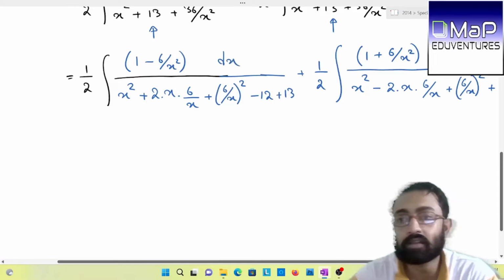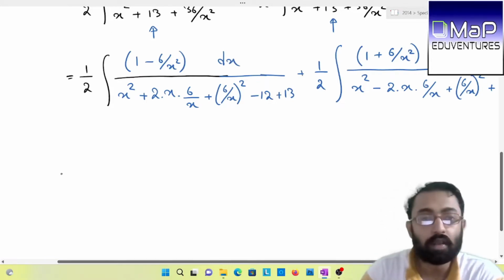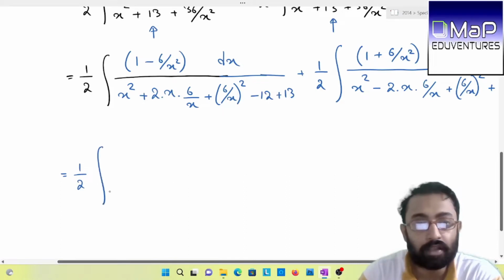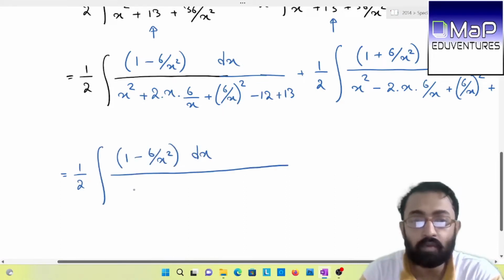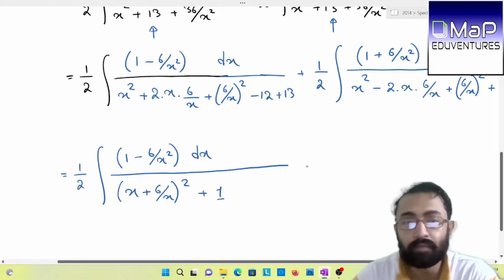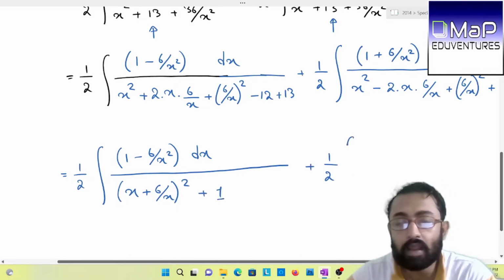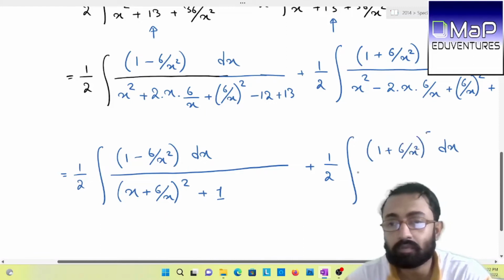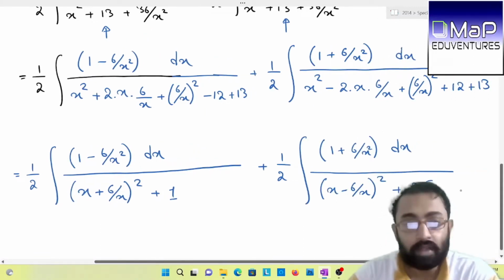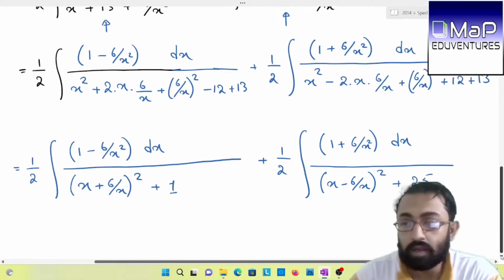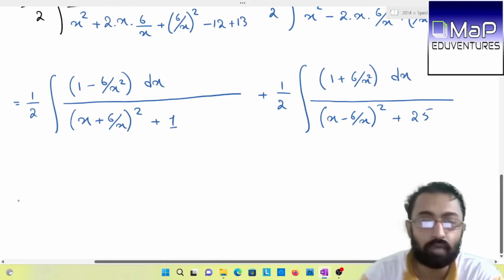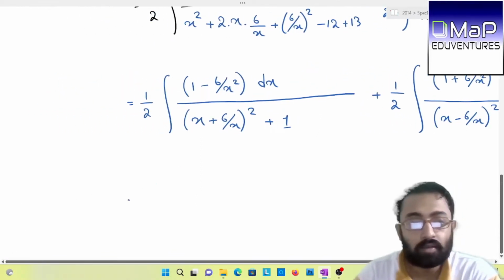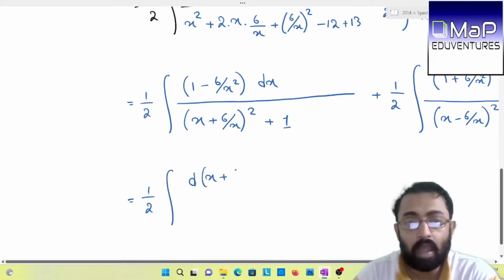We will get here a dx and also a dx here. So we will have here half of integration, the numerator will remain the same, and we will have here (x + 6/x) whole squared plus 1, plus half of integration. Now you can see that we have formed the denominator as the sum of two squares. Alright, now almost done. So we will have here half of integration d of (x + 6/x).